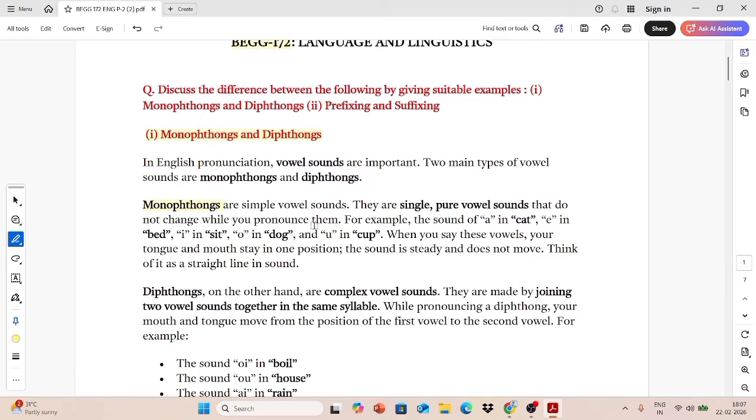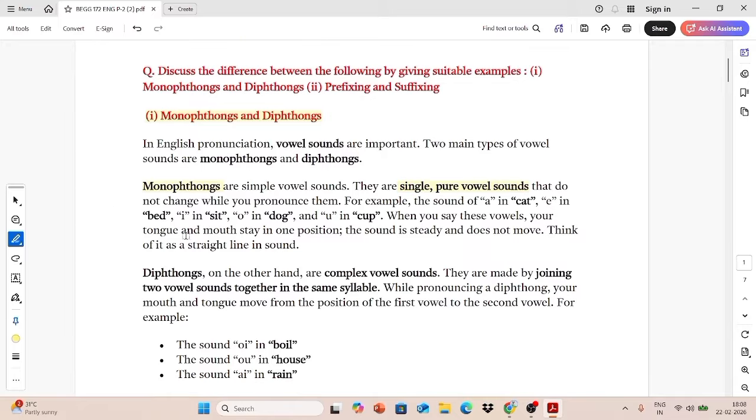Monophthongs, as the name itself suggests, are single or simple sounds. Monophthongs are a simple vowel sound. They are single, pure vowel sounds that do not change while you pronounce them. For example, the sound of a in cat, e in bed, i in sit, o in dog, u in cup. When you say these vowels, your tongue and mouth stay in one position. The sound is steady and does not move.